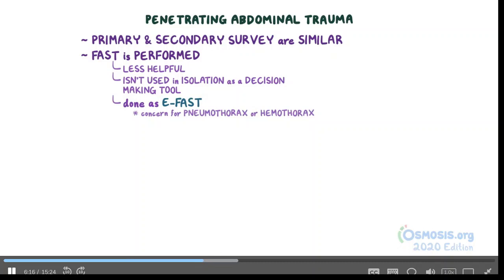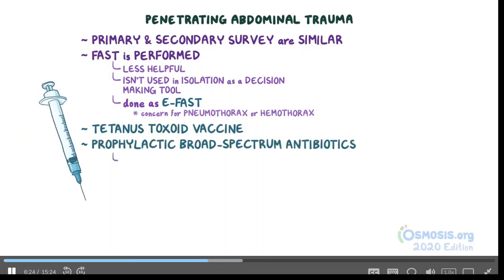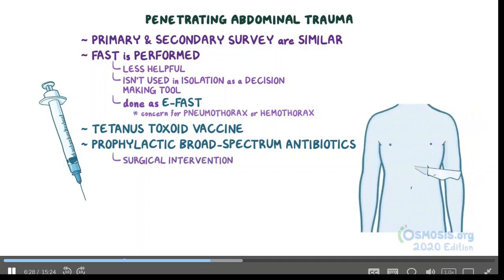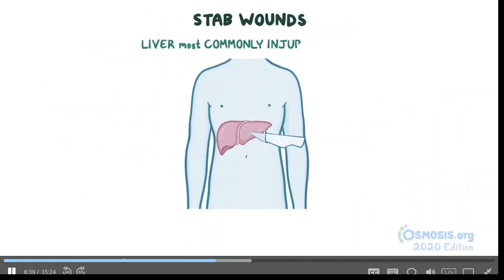Another difference is that individuals with penetrating abdominal trauma should receive a tetanus toxoid vaccine. Prophylactic broad-spectrum antibiotics are typically given to those that need surgical intervention. Finally, if an object like a knife is impaled, it's important to leave it in place until it can be surgically removed to prevent uncontrolled bleeding. Okay, now when it comes to stab wounds, the liver is the most commonly injured organ.